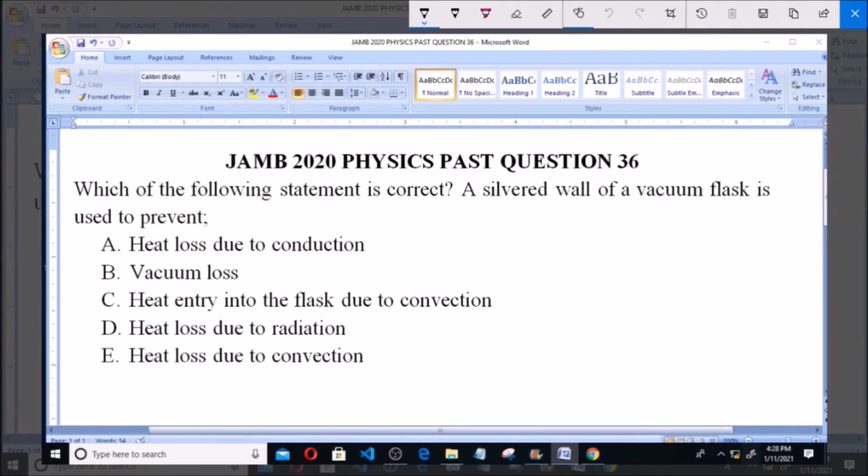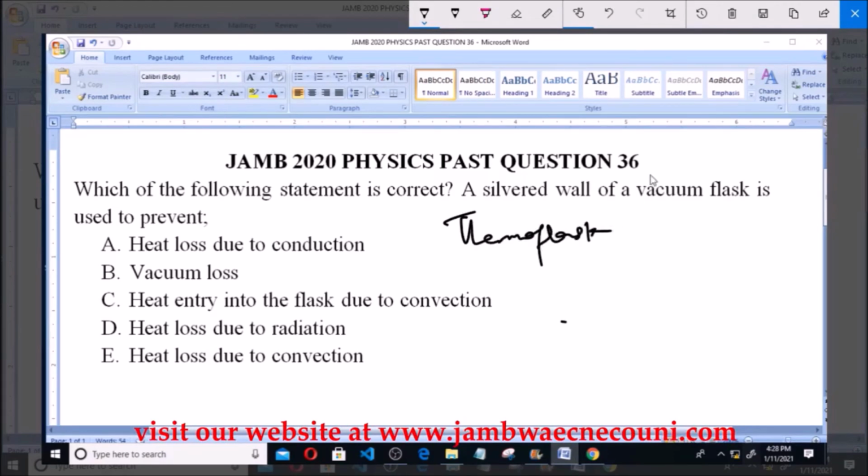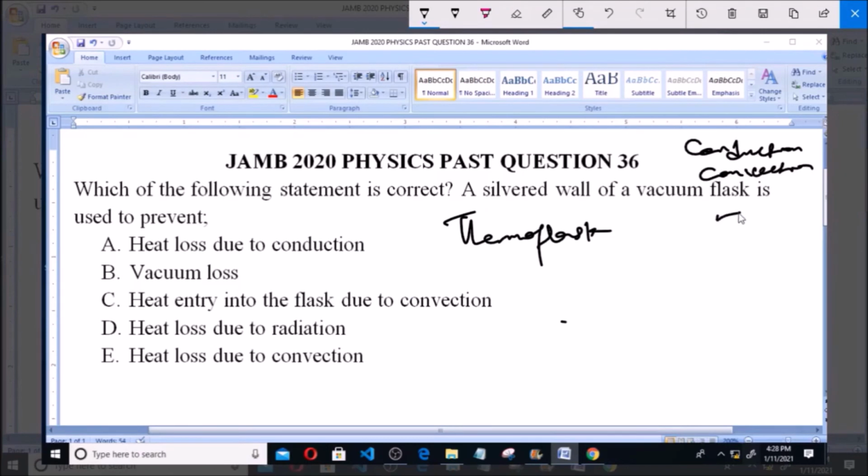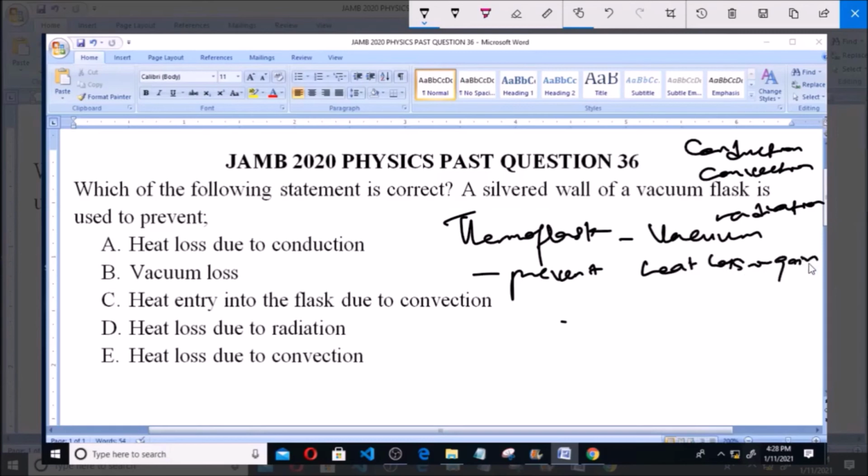Now, a vacuum flask is also known as a thermoflask. This flask is built in such a way as to reduce heat loss or heat gain via the 3 means of heat propagation, which is the conduction, convection, and radiation. Now, this thermoflask has a vacuum. That's why another name for thermoflask is the vacuum flask. Now, this vacuum between the double wall of this vacuum flask prevents heat loss or gain by conduction and convection.